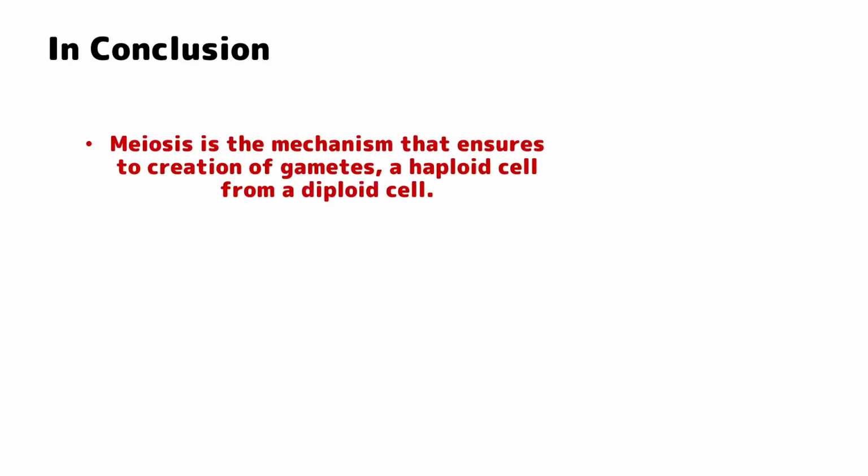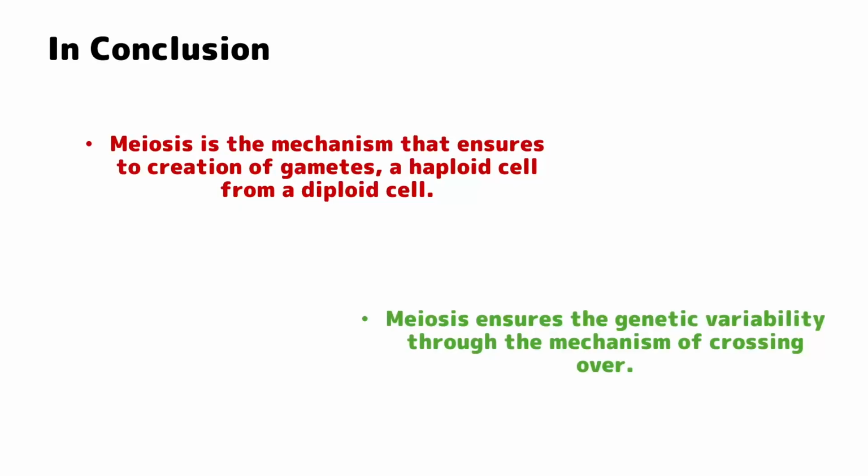Well, we came to the end, and in conclusion, meiosis is the mechanism that ensures the creation of gametes, haploid cells, from a diploid cell. And meiosis ensures genetic variability through the mechanism of crossing over, allowing different combinations of alleles to be present in the various offspring.